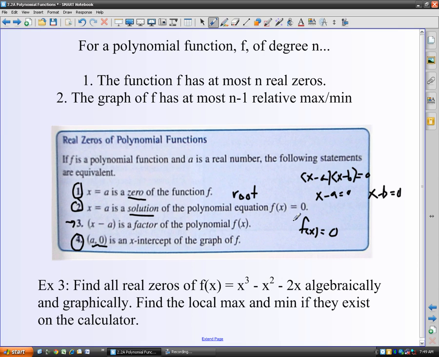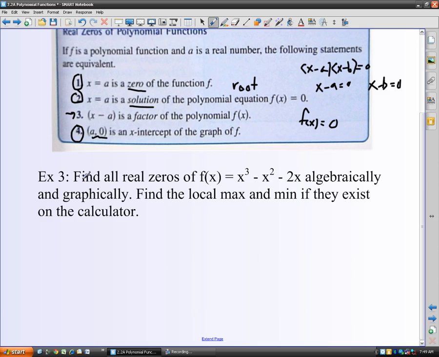All right, so in example 3 here, it says find all the real zeros of f of x algebraically and then graphically. All right, so first thing, I'm going to do it algebraically. And so we have f of x equals x cubed minus x squared minus 2x. And to do it algebraically, I have to do some factoring. That's pretty much my only option.